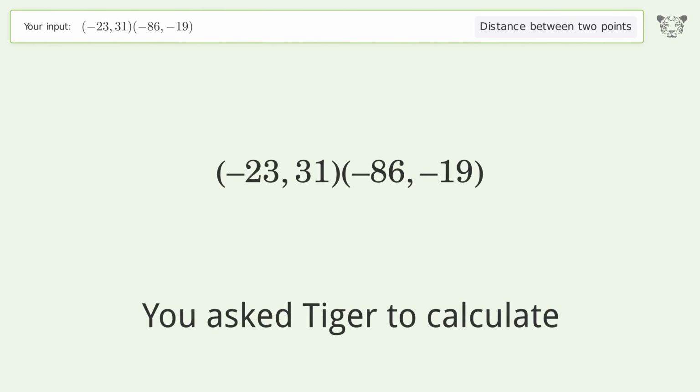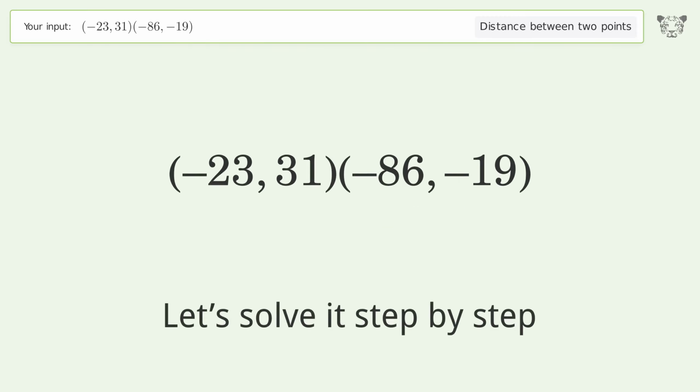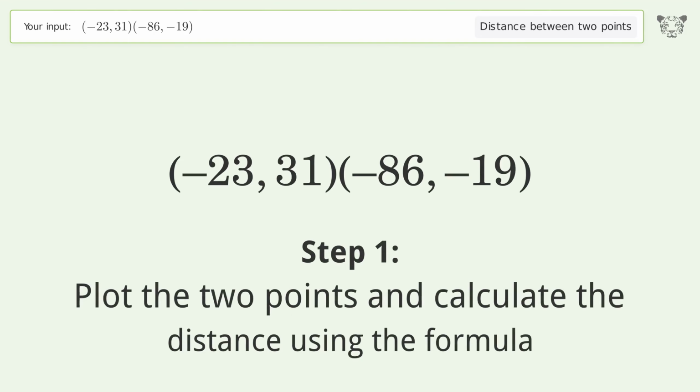You ask Tiger to calculate the distance between 2 points. The distance between the 2 points is the square root of 6,469, or 80.43. Let's solve it step by step. Plot the 2 points and calculate the distance using the formula.